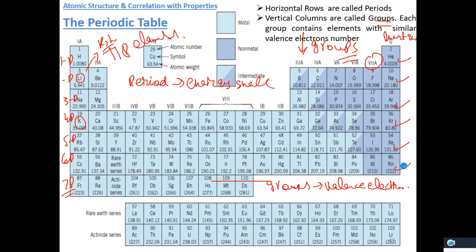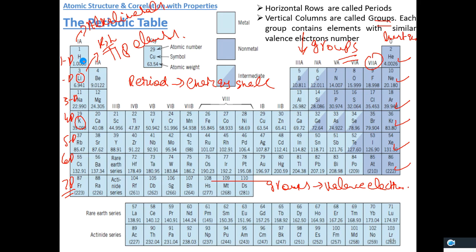Okay. Group 1 is your group of alkali metals, and you can see here the valence electrons will be 1, or the outermost electron will be 1. So that means alkali metals are highly reactive and they can make bonds with other atoms.